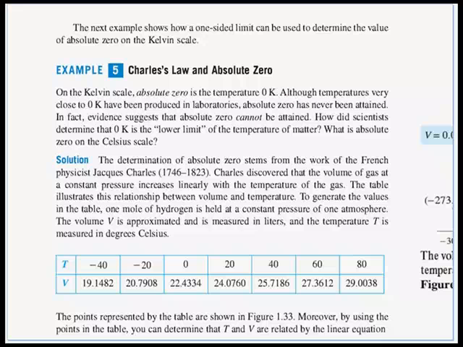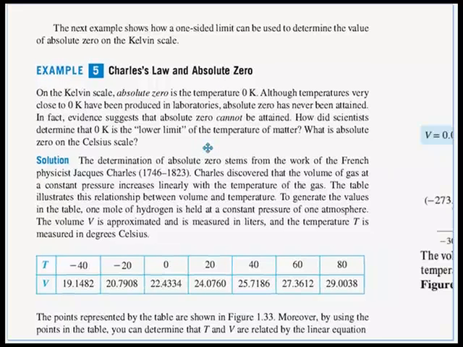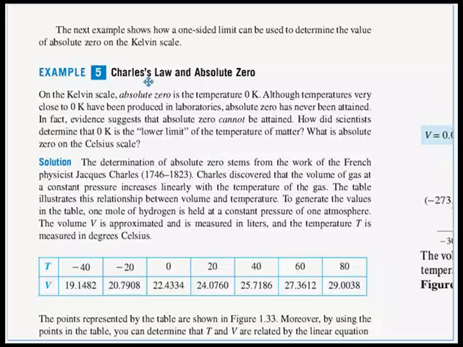This next example I really like. This is a nice little science tie-in. I don't know if in chemistry or anything yet you've heard about Charles's law or absolute zero. And this next example shows how a one-sided limit can be used to determine the value of absolute zero on the Kelvin scale.